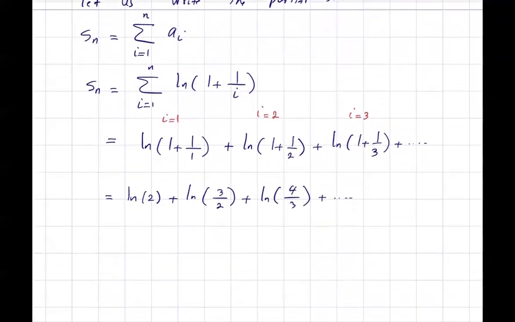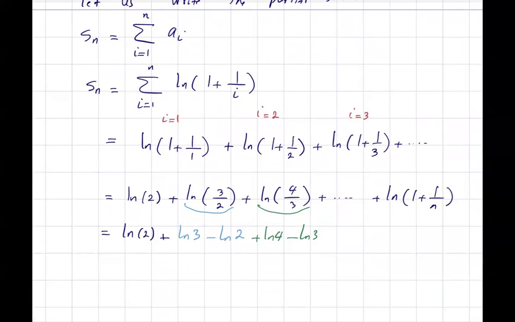So if you break this down into smaller pieces, you get ln of 2 plus, this can be written as ln of 3 minus ln of 2, plus ln of 4 minus ln of 3, plus, if you continue this process, plus ln of 1 plus 1 over n, plus the rest of the terms. And this is ln of n plus 1 minus ln of n. Behavior is similar to a telescoping series.